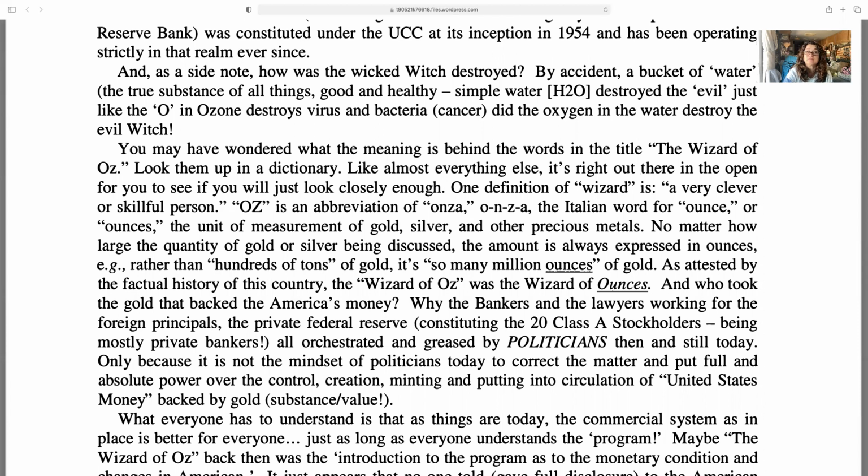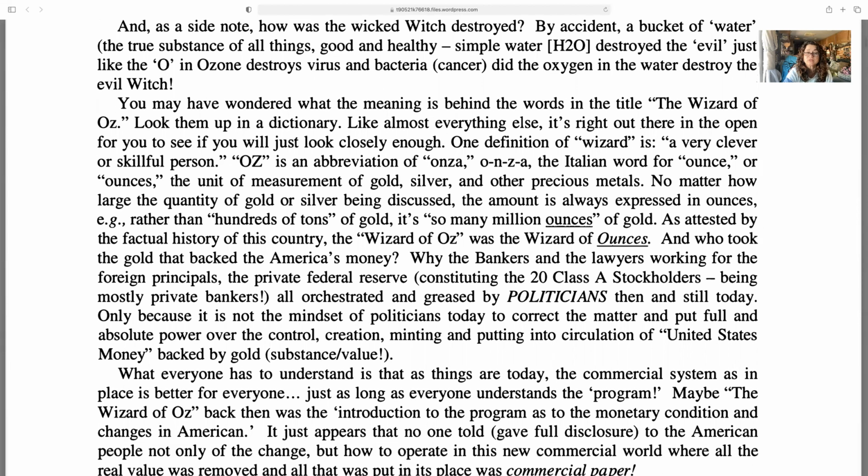Ounce, like ounces. The unit of measurement of gold, silver, and other precious metals. No matter how large the quantity of gold or silver being discussed, the amount is always expressed in ounces rather than hundreds of tons of gold. It's so many million ounces of gold, as attested by the factual history of this country, the Wizard of Ounces. Oh, interesting. That's pretty amazing. Wow. And who took the gold that backed the America's money? Why, the bankers and the lawyers. Oh my gosh, they're so evil. Working for the foreign principals. The private Federal Reserve, constituting the 20 Class A stockholders, being mostly private bankers. Whoa.